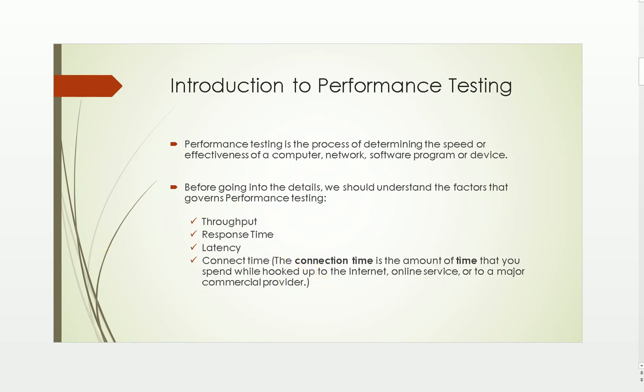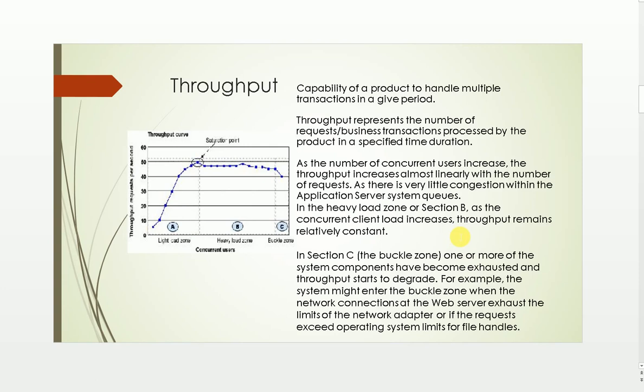Okay, so we'll see what throughput is. Throughput is nothing but the number of requests processed by a product in a specific time duration. If you see this image, the throughput slowly increases linearly, and now it's going to degrade. This means it has a lighter load zone, a heavy load zone, as well as a buckle zone. So when the number of users increases, automatically it will reach some point. That is called throughput, right?